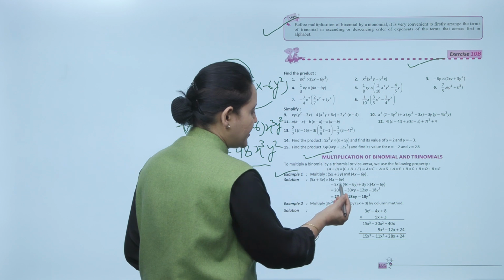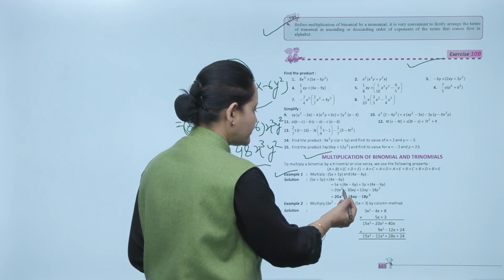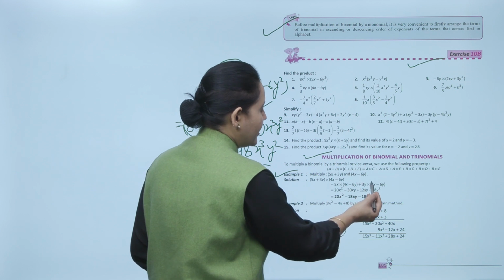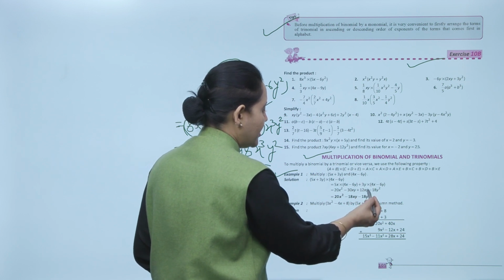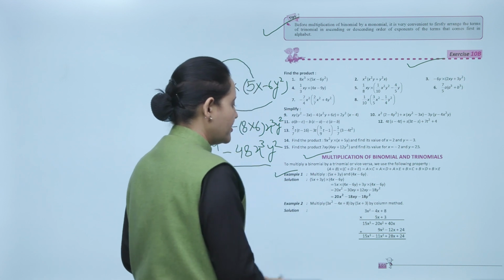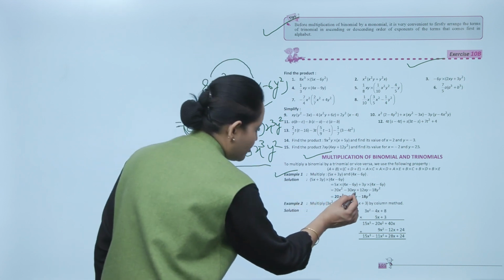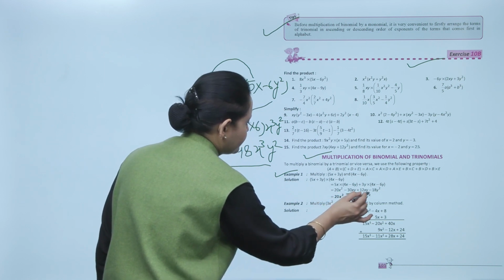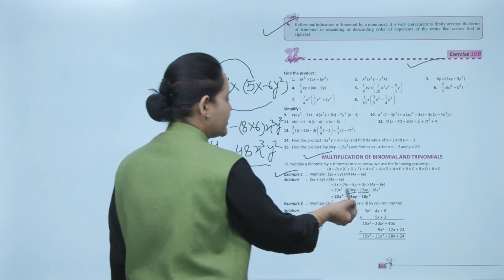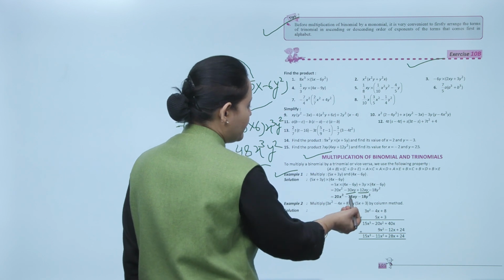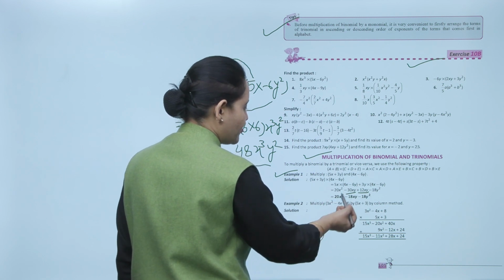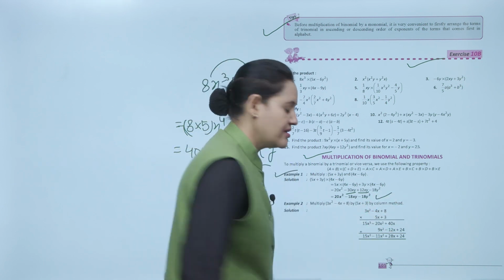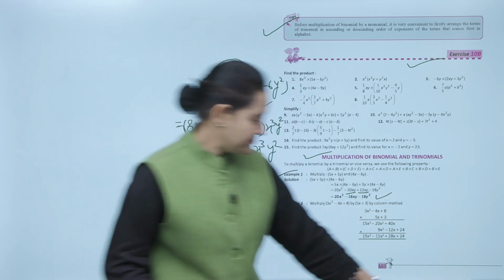ये हो जाएगा 5x into 4x, 20x square, minus 30xy, plus 3y into 4x क्या हो जाएगा 12xy, minus 18y square. So ये दोनों xy वाली same term है. माइनस का 30 है, प्लस का 12 है, ये हो जाएगा माइनस 18xy. 20x square minus 18xy minus 18y square. That is the answer.